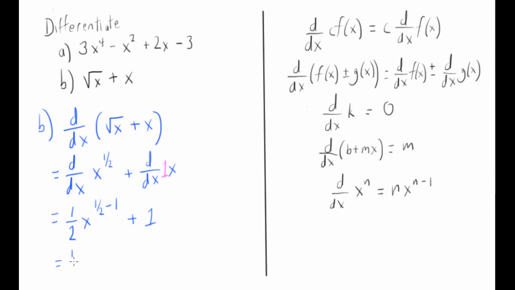Either way, our final answer is 1/2 x to the negative 1/2 plus 1. If you want to, and this is not necessary, you can rewrite the answer there. So it's 1 over 2 times the square root of x plus 1. For right now, and for most of Chapter 3, I'm not going to be very picky about how you write your final answer. So this format is fine, but if you want to, change it to that format.